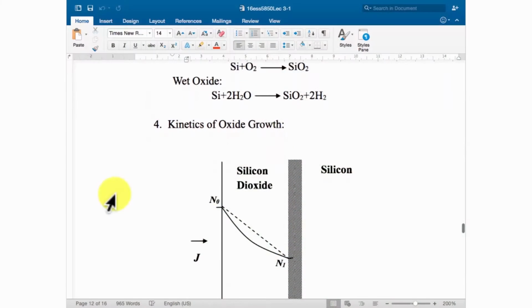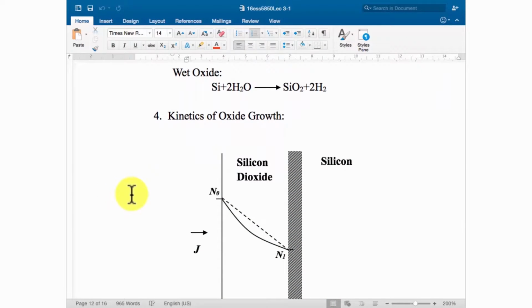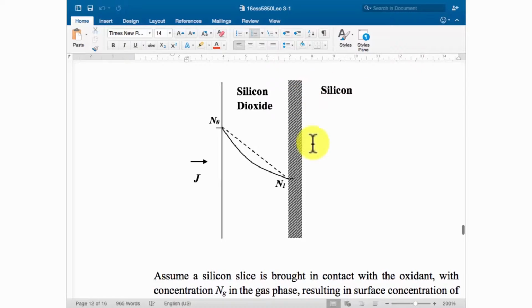So now we will consider the diffusion process. For the kinetics of the oxidation growth, you can consider we have a pure silicon substrate on the right-hand side. I draw only a very thin layer, but actually it's a very thick area. In the middle we have a silicon dioxide layer. So this is the silicon layer, this is the silicon dioxide layer, and outside the silicon dioxide surface we have a gas, either oxygen or water vapor, in contact with the surface.